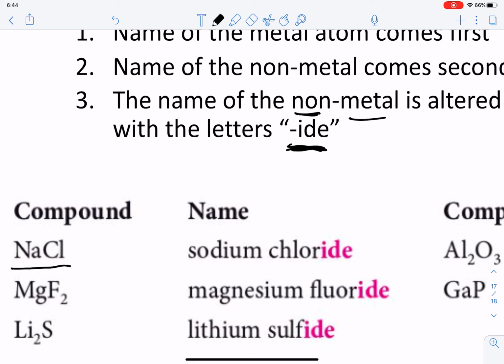Okay. So for this one, if we look at this table, we have sodium and chlorine. So instead of sodium chlorine, we just replace the INE with IDE. So it's now sodium chloride. For the next one, we have magnesium and fluorine. That's just magnesium fluoride. Notice how our subscripts don't influence the names at all. It doesn't matter how many there are.